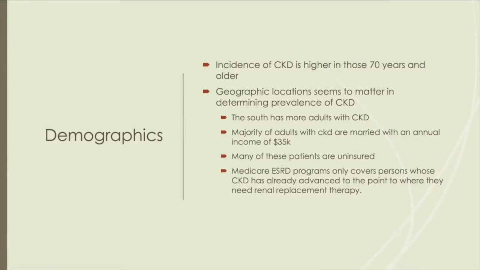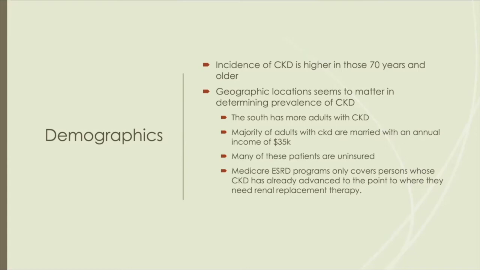A majority of the adults with CKD are married with an annual income of $35,000 a year. Many of these patients are uninsured, and Medicare end-stage renal disease programs only cover people whose CKD is already advanced to the point where they need renal replacement therapy.